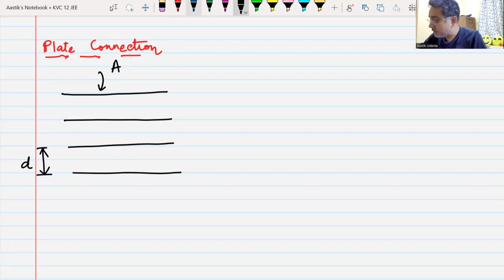Then they are going to connect these plates in such a way that, let us say, this is connected. Let me not draw this first. They will connect the plates.